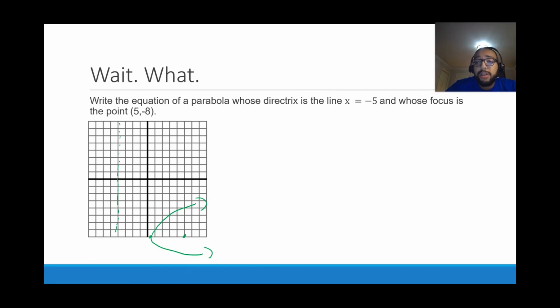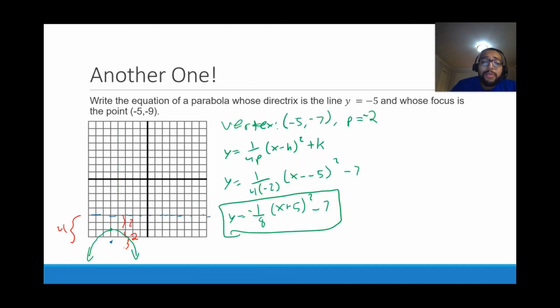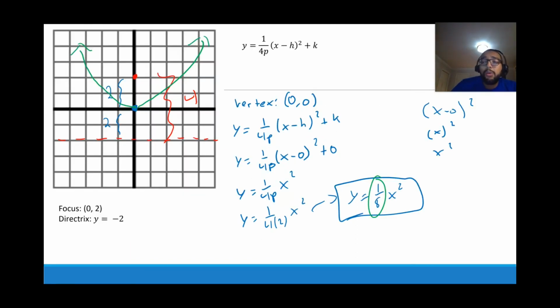We'll discuss horizontal parabolas. In the meantime, you have a homework assignment over this stuff for vertical parabolas. If you have any questions over it, please send me a message on Canvas or just send me an email. Any one of those two works. You have my email address there in the syllabus.